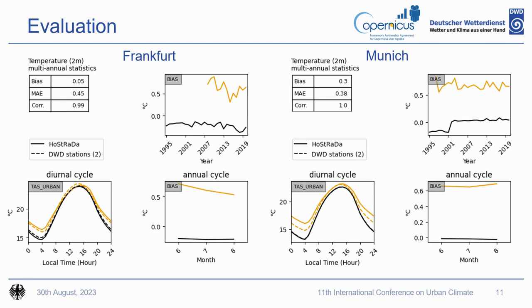The two lines in yellow are from the urban station, the ones in black are from the rural station, the dotted line is from the weather station measurements, and the straight line is from our calculations. And we see here for Frankfurt it is quite a good fit.